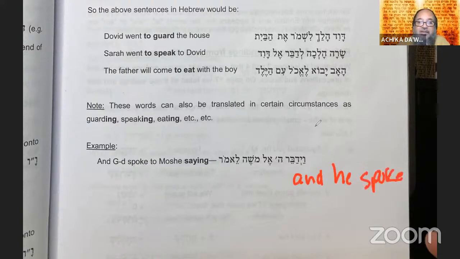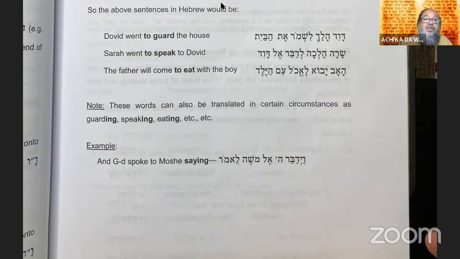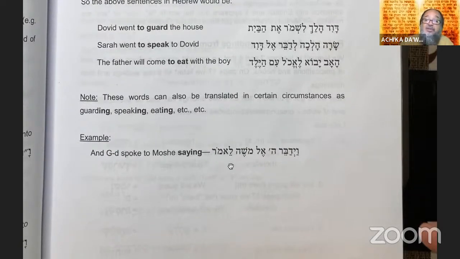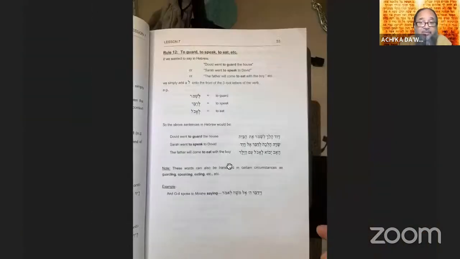And who's the he? Who's the yod right here? Elohim. They changed it. To Moshe saying. It's not hard. It's just you got to know your puzzle. Once you know your letters, you know how to read, then you go to what we're doing right now, which is cool. You get your vocabulary words, you put the pieces together.